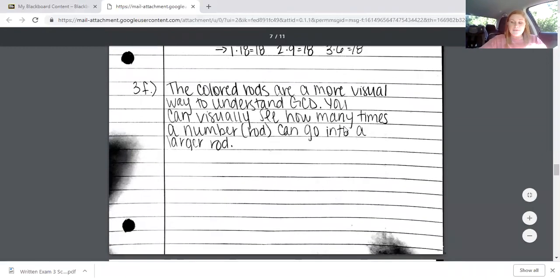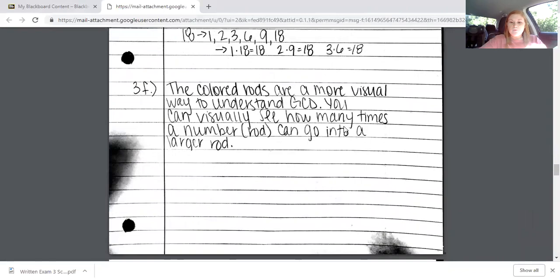3F is basically explaining how the colored rods are good to use for students to understand the greatest common divisor. So they're more of a visual way to understand the greatest common divisor. You can visually see how many times a number or a rod can go into a larger rod.